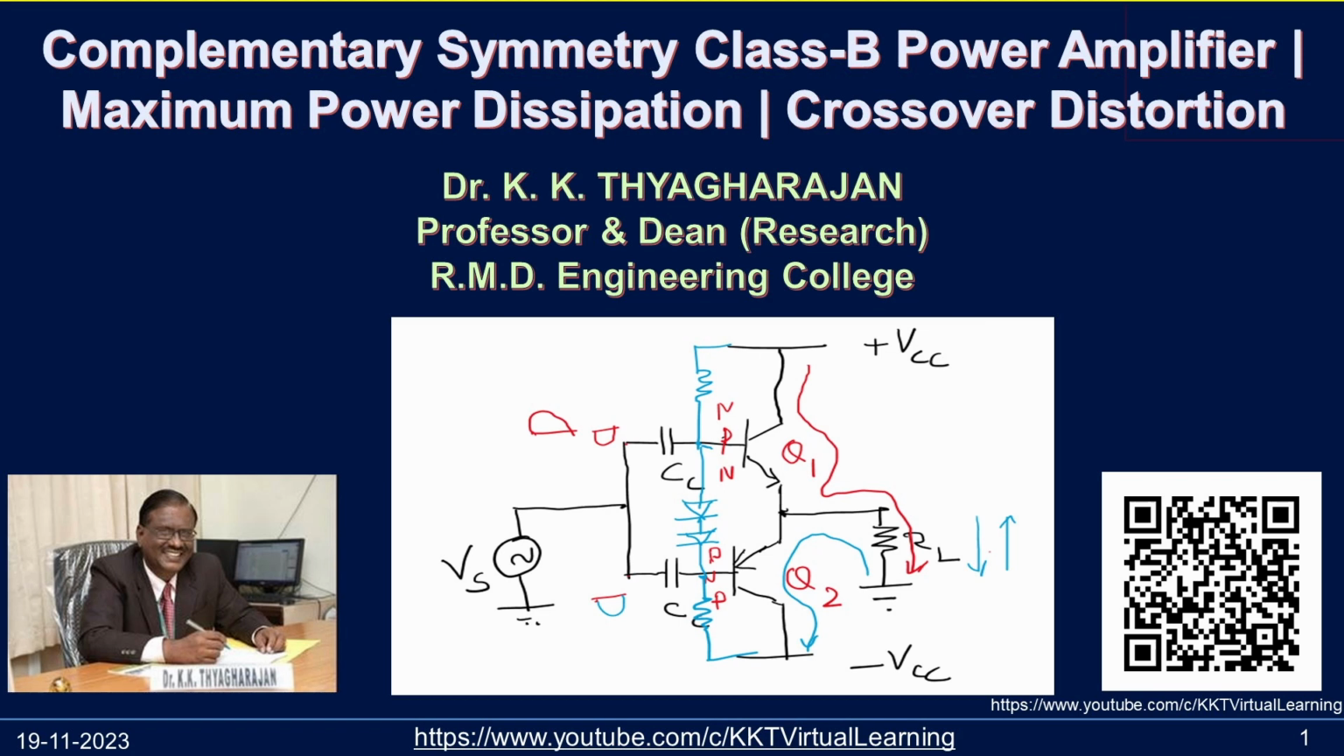Hello, in this video, you will learn the working of complementary symmetry class B amplifier and the formulae to be used for solving the problems. A complementary symmetry class B amplifier uses two transistors, one NPN transistor and one PNP transistor, and they are connected like this.